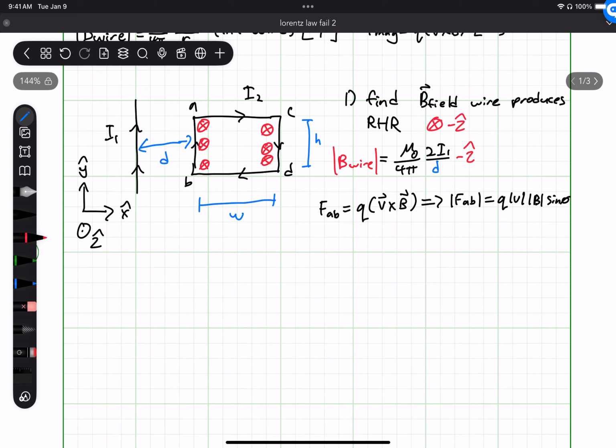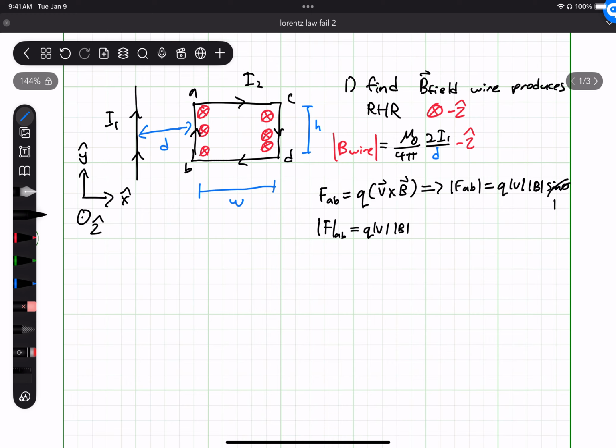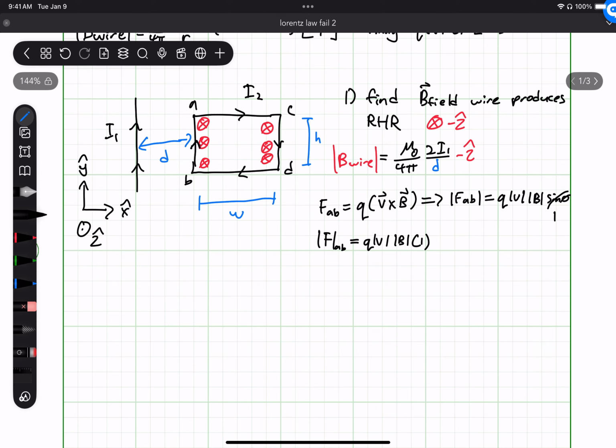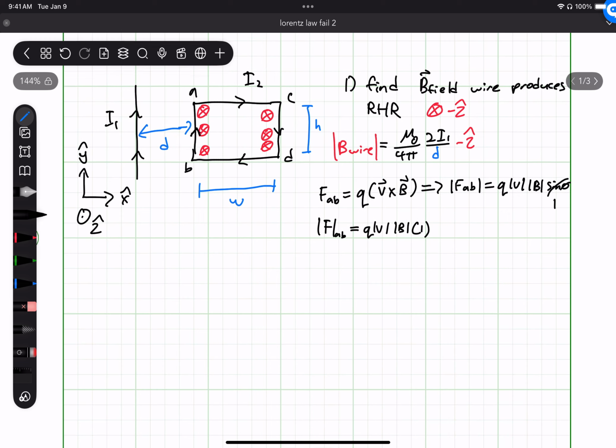So we know B is into the page, and we know V, in this case, is going straight up, right? Right here, it's going straight up from B to A. So we know that's a 90-degree angle. So sine of 90 degrees is just 1. So the magnitude of F on AB is just equal to the charge times the velocity times the B field, all the magnitudes, multiplied by 1. But here I don't really have a charge or a velocity that's given. There's no nice formula, so I'll do one more transformation.